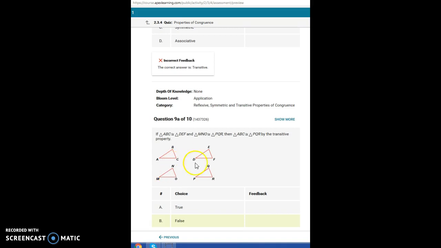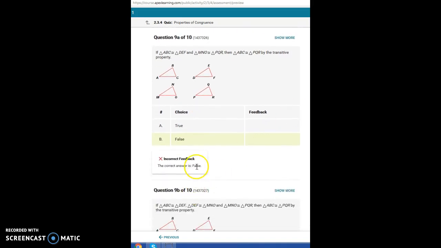MNO equals PQR. So these two triangles up here are equal, and these two triangles down here are equal. So they want to know if the triangle up here is equal to the triangle down here. No, not necessarily, because these two can be equal and these two can be equal, but nothing up here says this is equal in our problem. So we're going to say false, because these two are separate from these two.